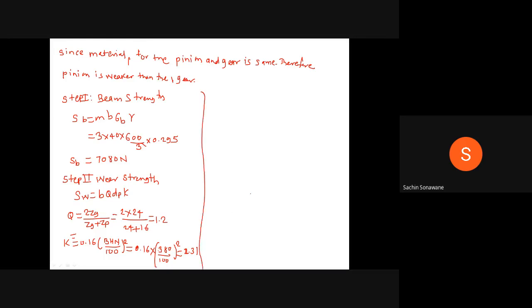Now we will substitute the values of QK, and also calculate the value of DP. DP is equal to M into ZP, which is equal to 3 into 16. Therefore, DP is equal to 48 mm.